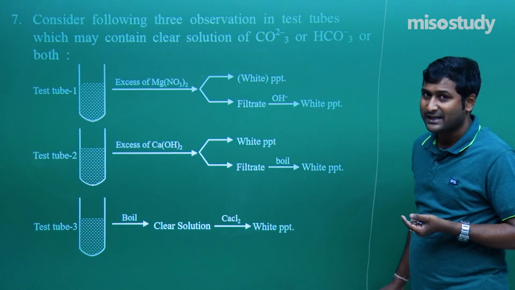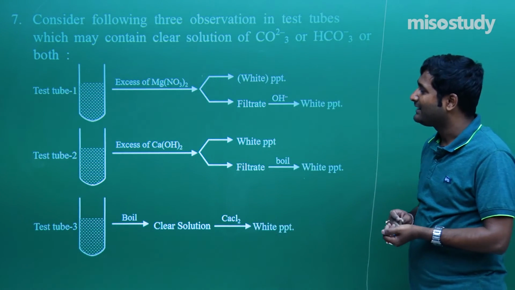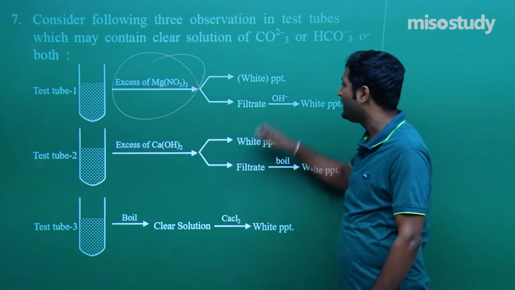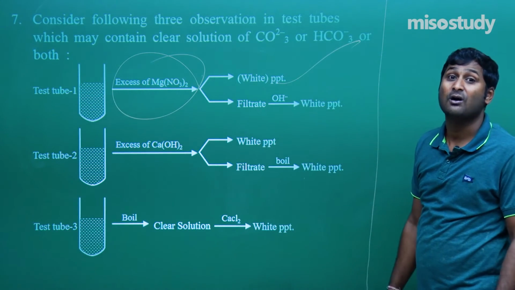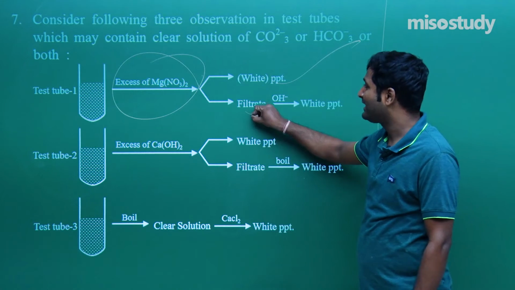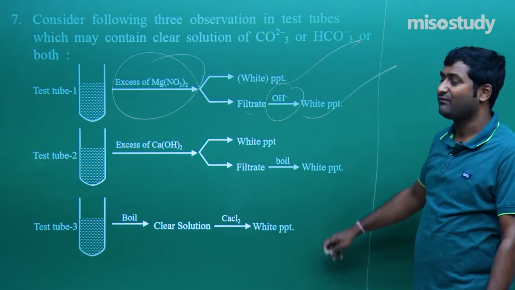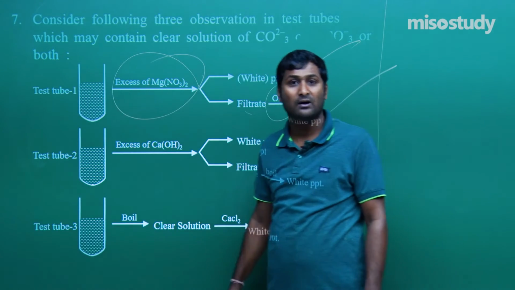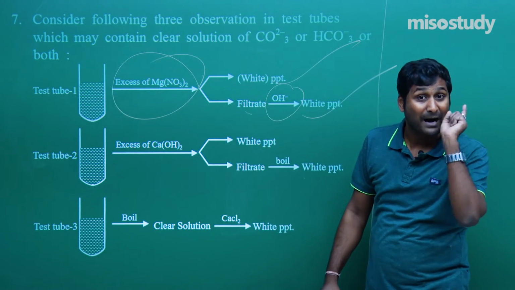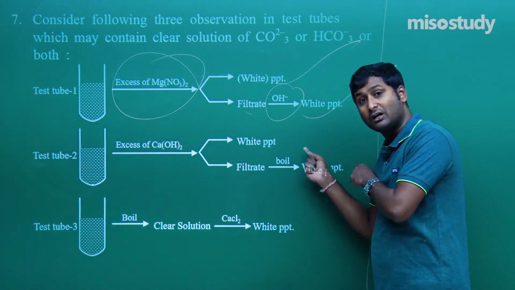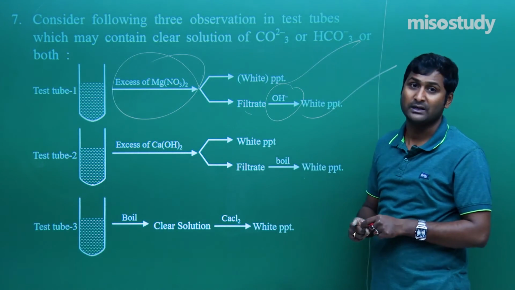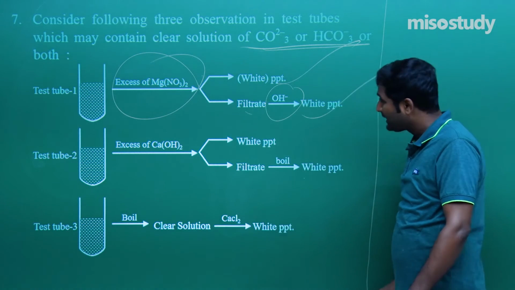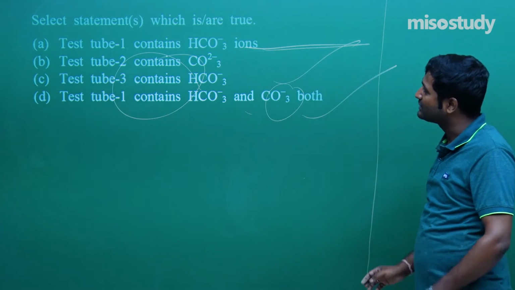Sir, as I told you earlier, if it is treated with excess Mg(NO3)2, then in the first case there is a formation of white precipitate, and when the filtrate is treated, again there is a formation of white precipitate. So this test tube 1 confirms the presence of bicarbonate and also carbonate. Now check out which option is correct.